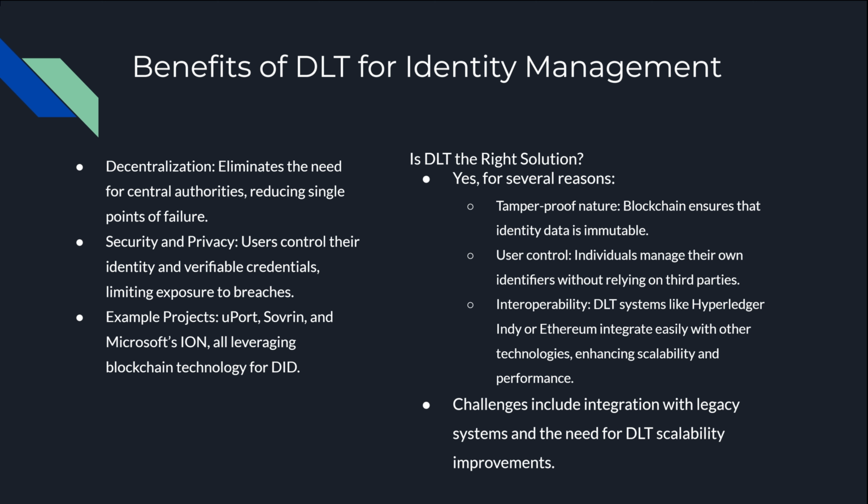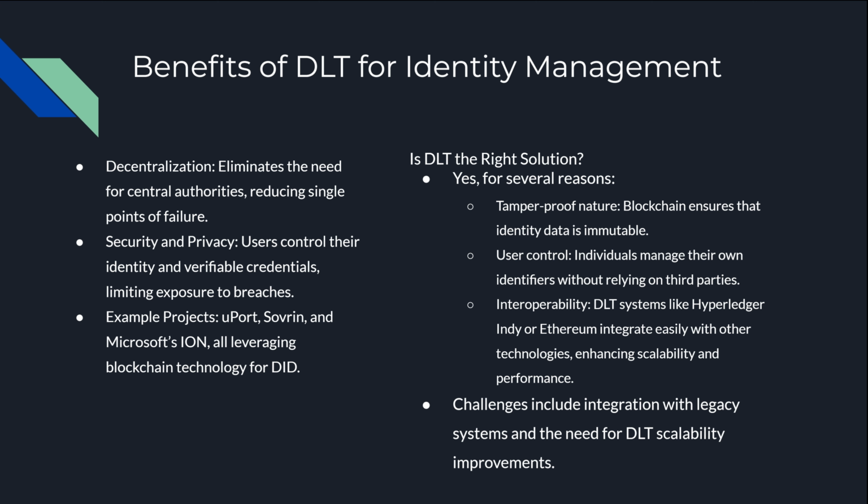DLT provides an immutable, tamper-proof record of identity data on the blockchain. Cryptographic proofs ensure that identity records cannot be altered, while smart contracts automate the verification process, creating a trustless environment that doesn't rely on intermediaries.